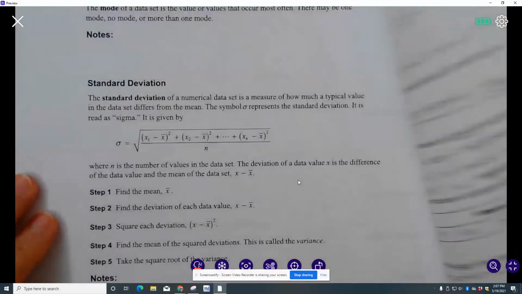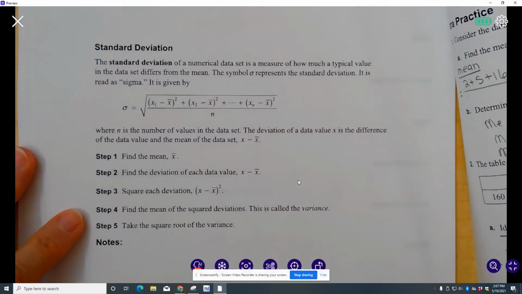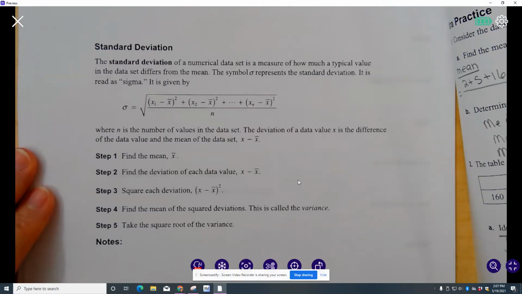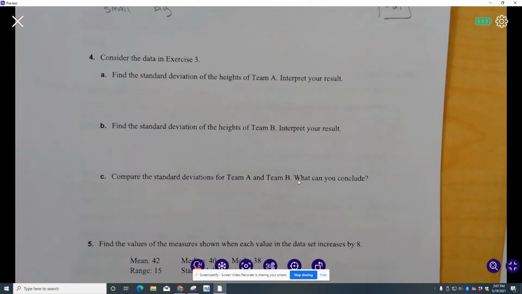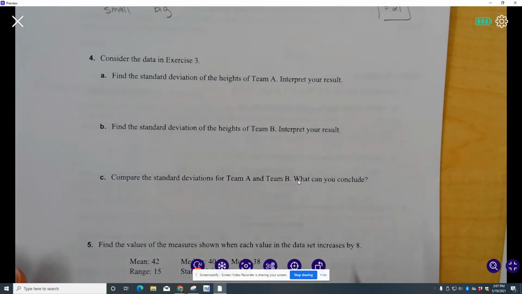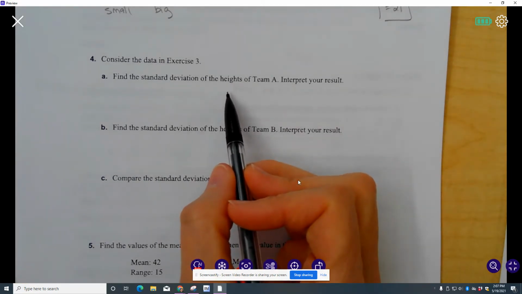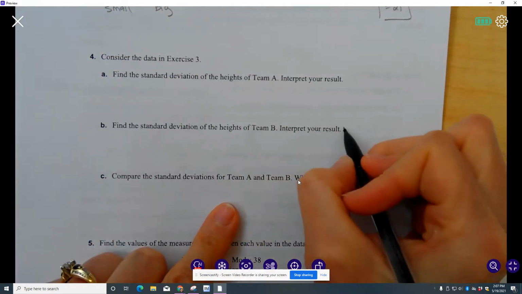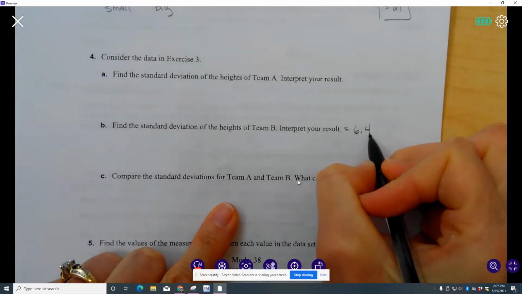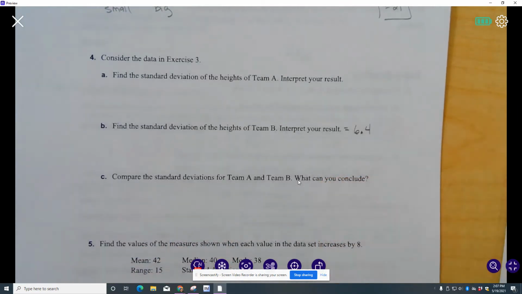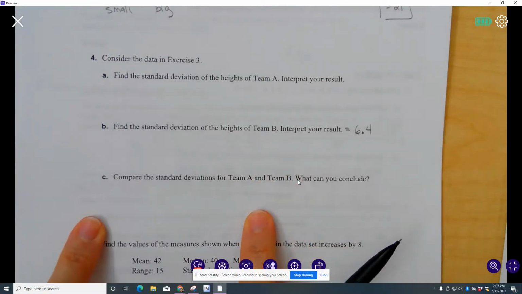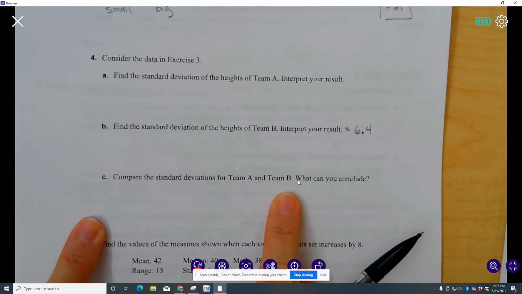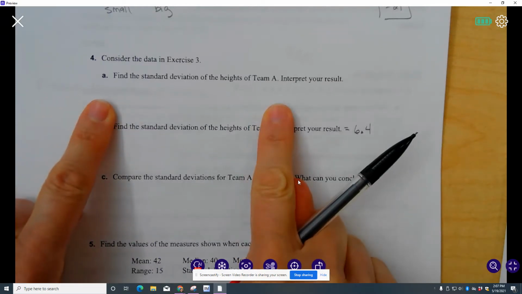Okay, now this example has us finding standard deviation. I want to remind you that these are our steps for standard deviation. So you might want to be looking back at page 331 as I go through this. I'm going to talk about them, but I might not flip back every time. We're going to work through part A. Part B, I'm actually going to give you the answer. 6.4 is the standard deviation for team B. And then we will answer question C, where we're comparing the standard deviations from team A and team B. So in this video, we are going to find the standard deviation for team A.